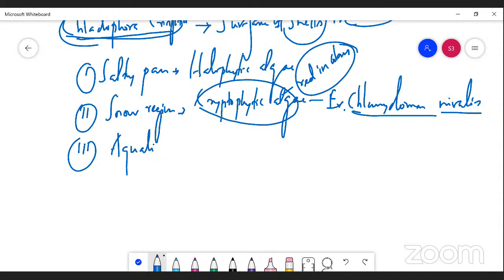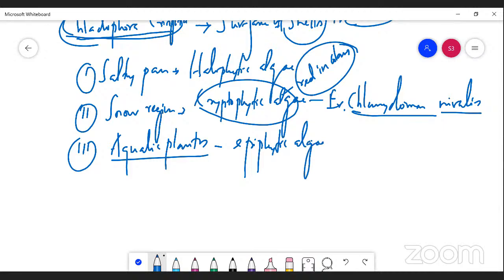Some algae are found on the surface of aquatic plants, commonly called epiphytic algae. A good example is Coleochaete.